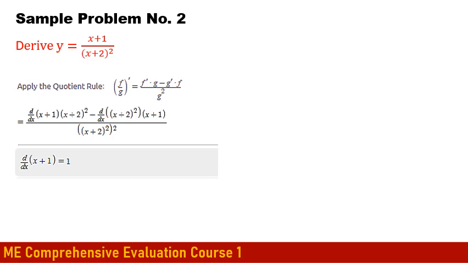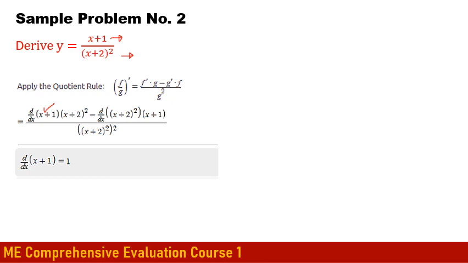So in our given, our f is the value x plus 1. And our g is the value in the denominator, which is (x plus 2) squared. So if we apply the rule, we first get the f prime. Our f prime is the first derivative of x plus 1, so we have d over dx of x plus 1. Then we have this one, the f prime multiplied by g.